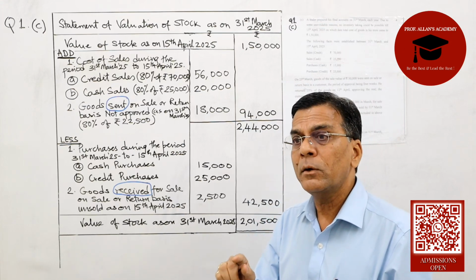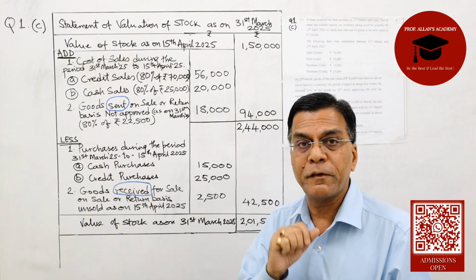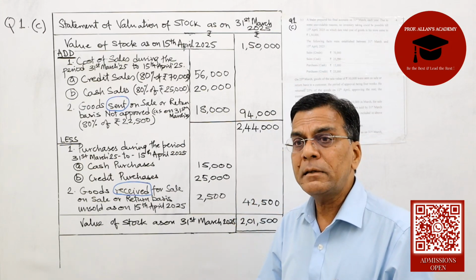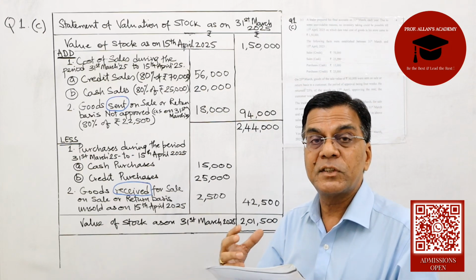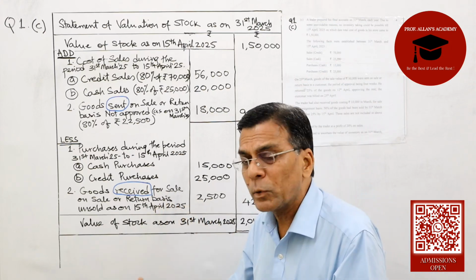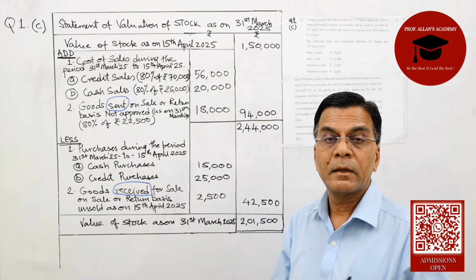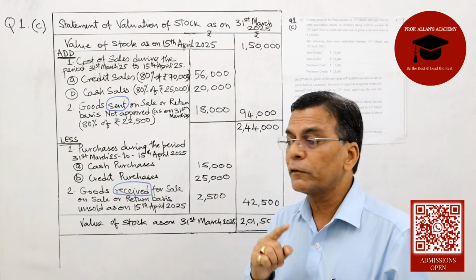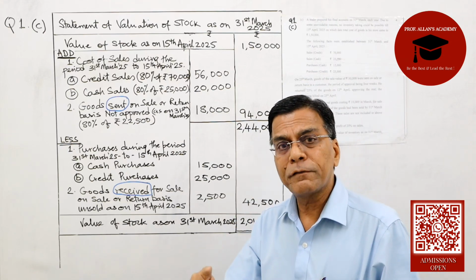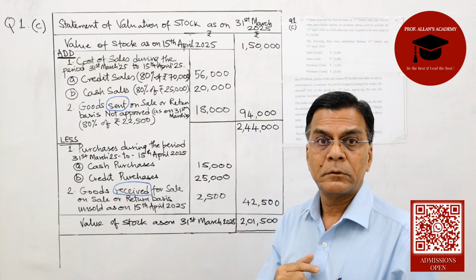Now, besides that, they have also given us that there was a sale on sale or return basis. And when was this done? On the 25th of March. And it is sent on sale or return basis. Now, when the customer gives the approval, at that time it will be treated as a sale. Now, the customer gives the approval on the 12th of April. That is after the stock closing.